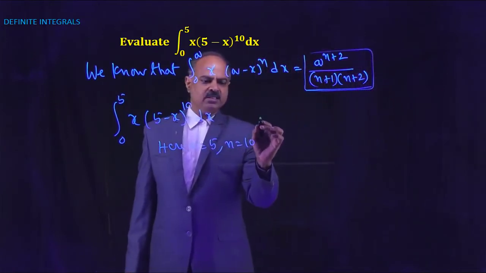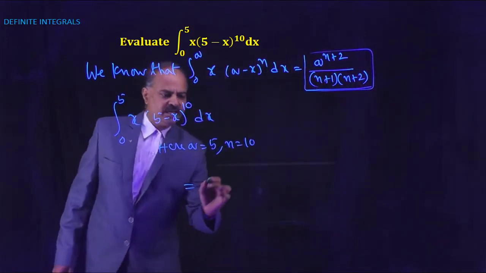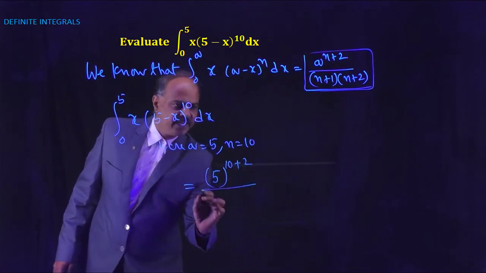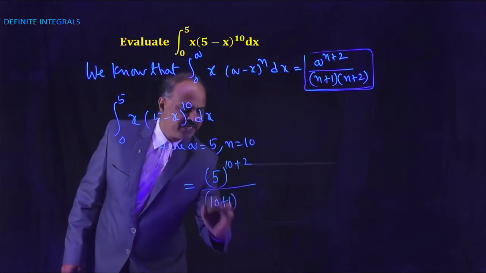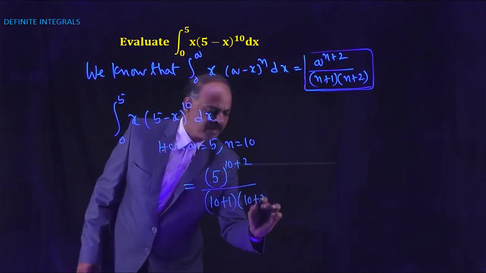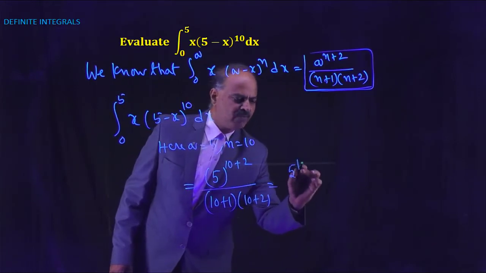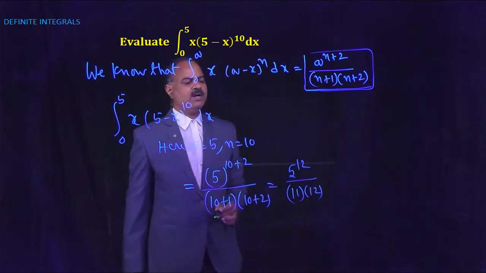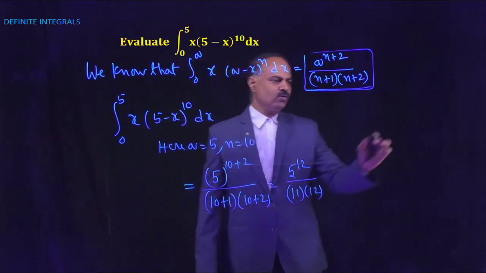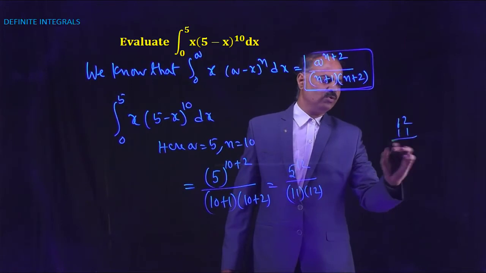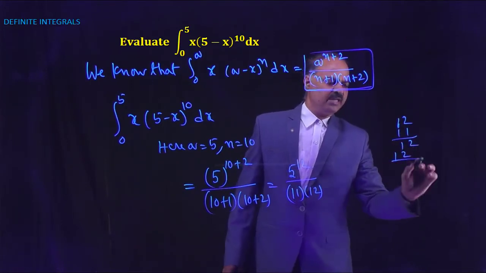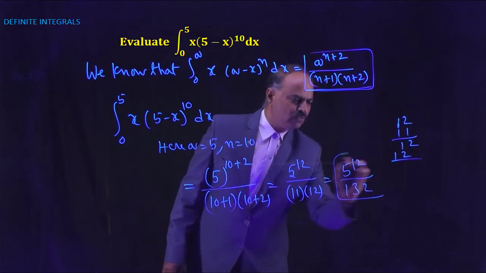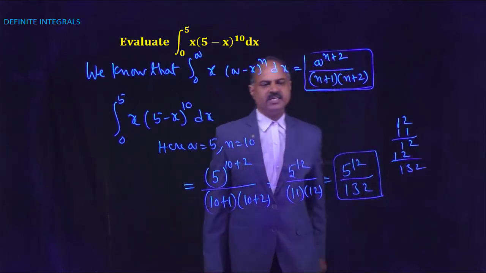So we get this is equal to 5 to the power (n plus 2) by (n plus 1) into (n plus 2), with n equal to 10. So here that is 5 to the power 12 by 11 into 12. So next that is equal to 5 to the power 12 by 132. That is 5 to the power 12 by 132.